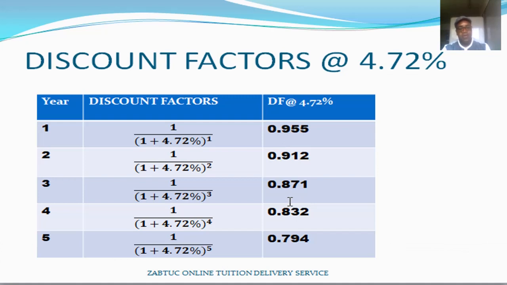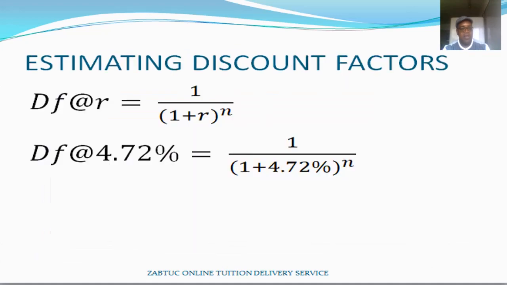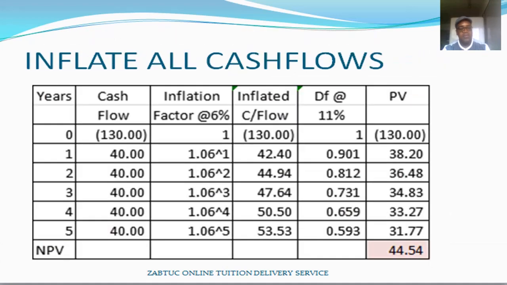So where we have ignored inflation, we discount at 4.72%, and your answer is 44.53, as you can see. Now 44.53 is really the same figure that we have here as 44.54. The 0.02 difference is purely a rounding error.